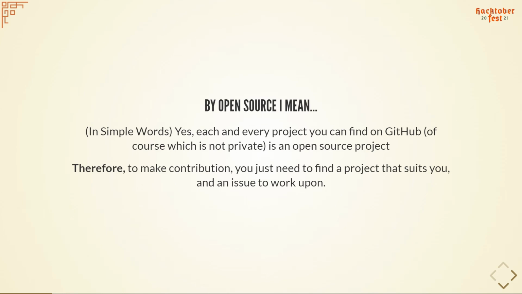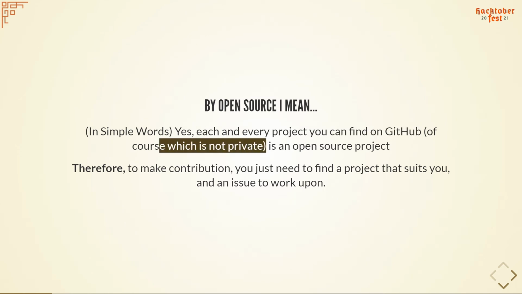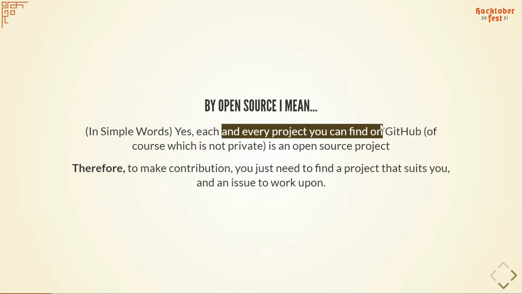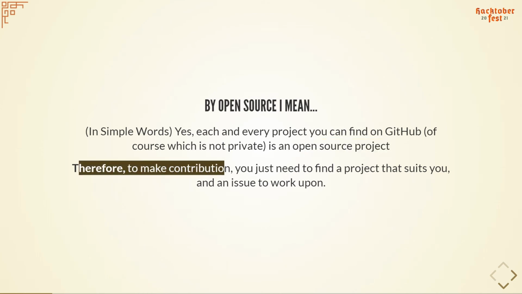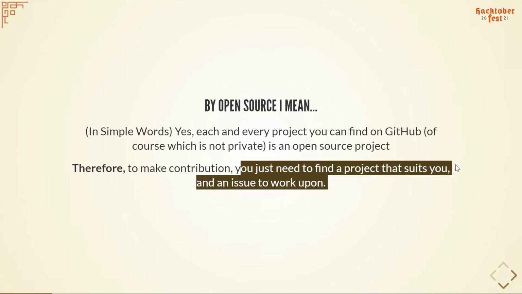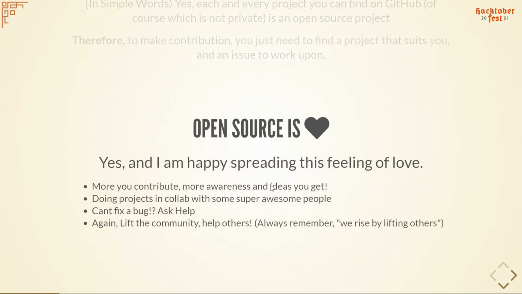By open source, I mean each and every project that you can find on GitHub, of course, which is not private, because if it was private, you could not find it on GitHub. So to make an open source contribution, you just need to find a project that suits you and an issue to work upon. Once you find a project, you can improve it, add features to it, or fix an issue or an existing bug, and that is how you can improve the software.